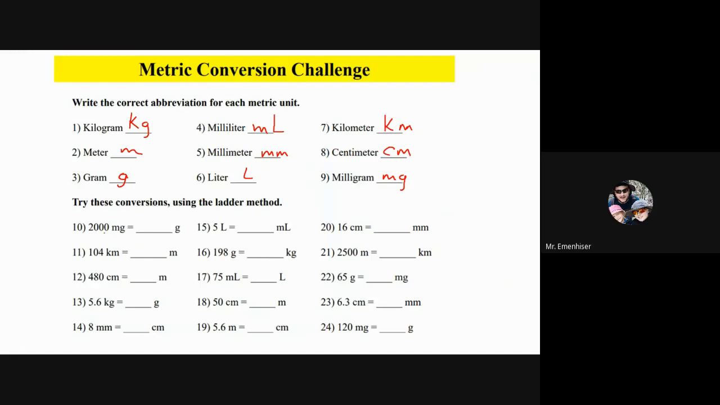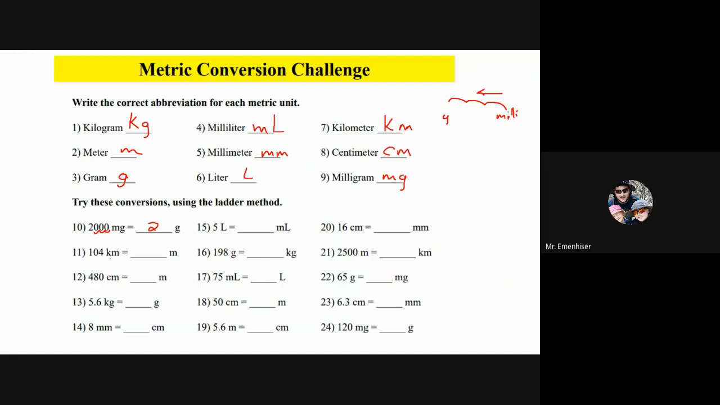So we've got 2,000 milligrams. We need to go to grams. Okay, so my decimal's right there. If I'm at milli and I need to go to grams, I need to go 3 places. So I'm going to move that 3 places that way. 1, 2, 3. That's 2 grams.